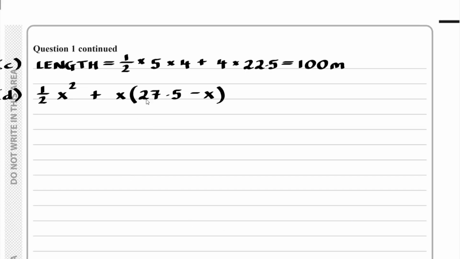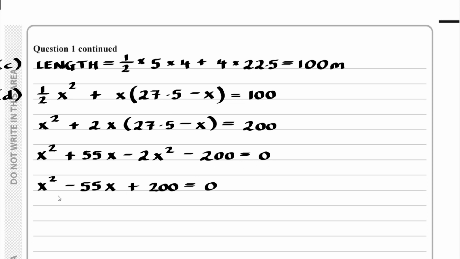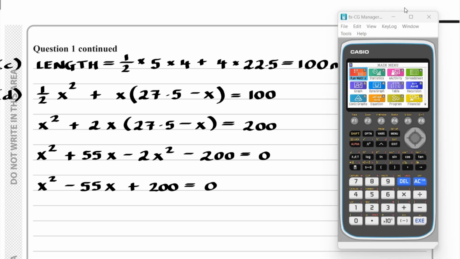So we multiply x by 27.5, subtract x, and this is equal to the same length that we have for part C, which is 100. So if I multiply by 2, we have x squared plus 2 multiplied by x times 27.5 subtract x, and this is equal to 200. So expanding and simplifying, we have x squared plus 55x subtract 2x squared subtract 200 equals 0, in which case we see x squared subtract 55x plus 200 is equal to 0.